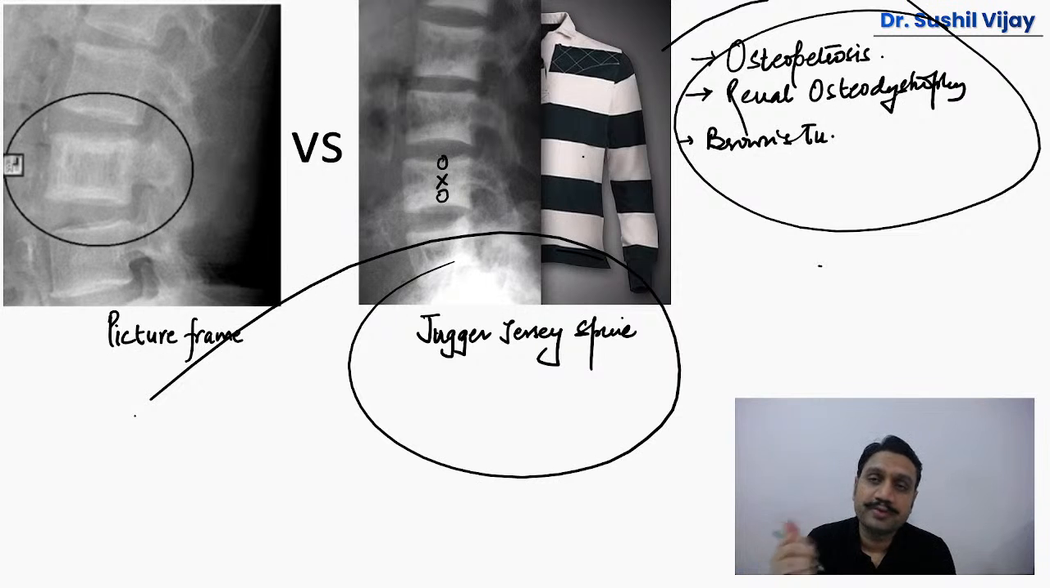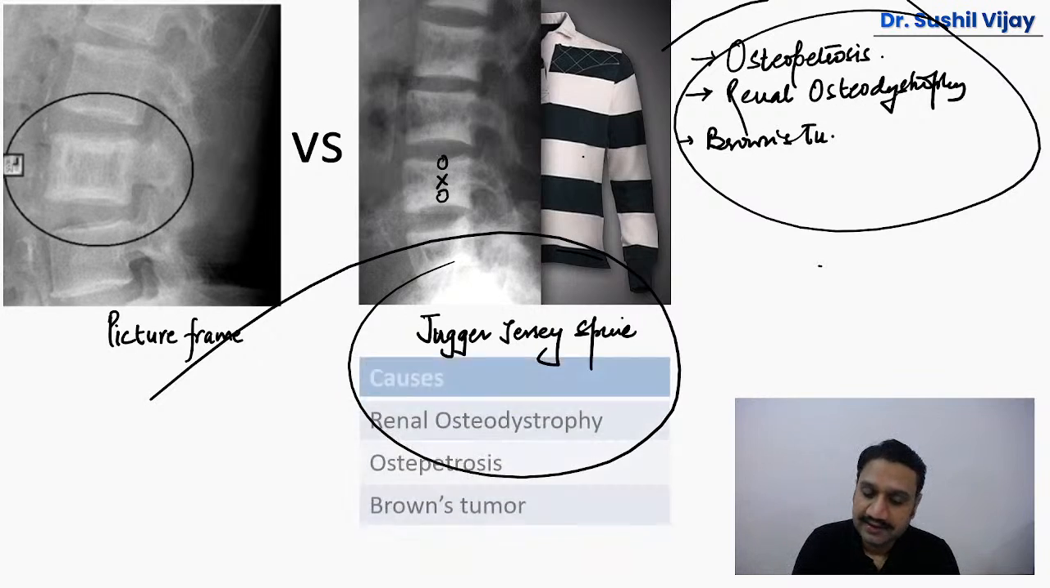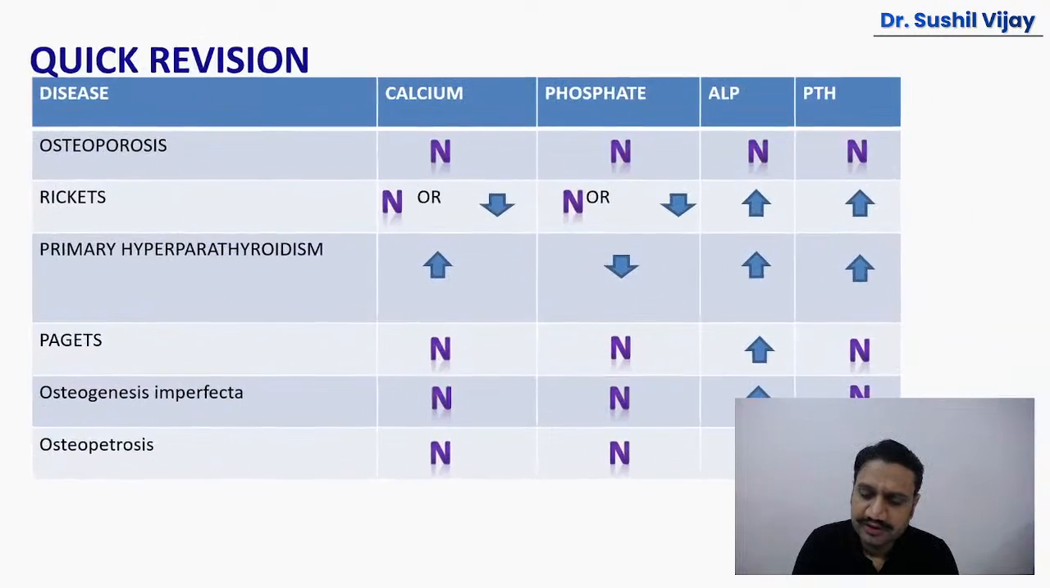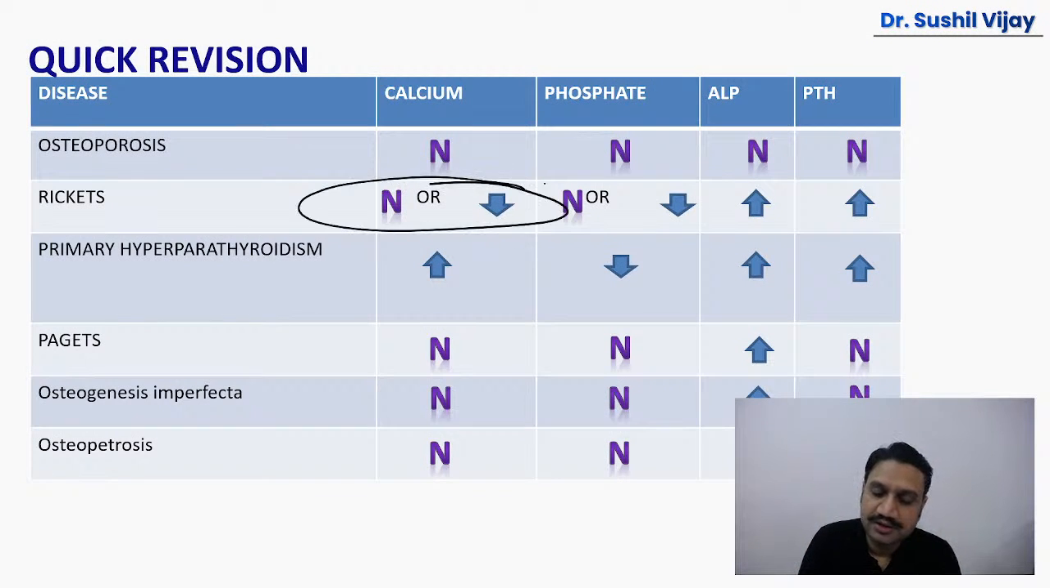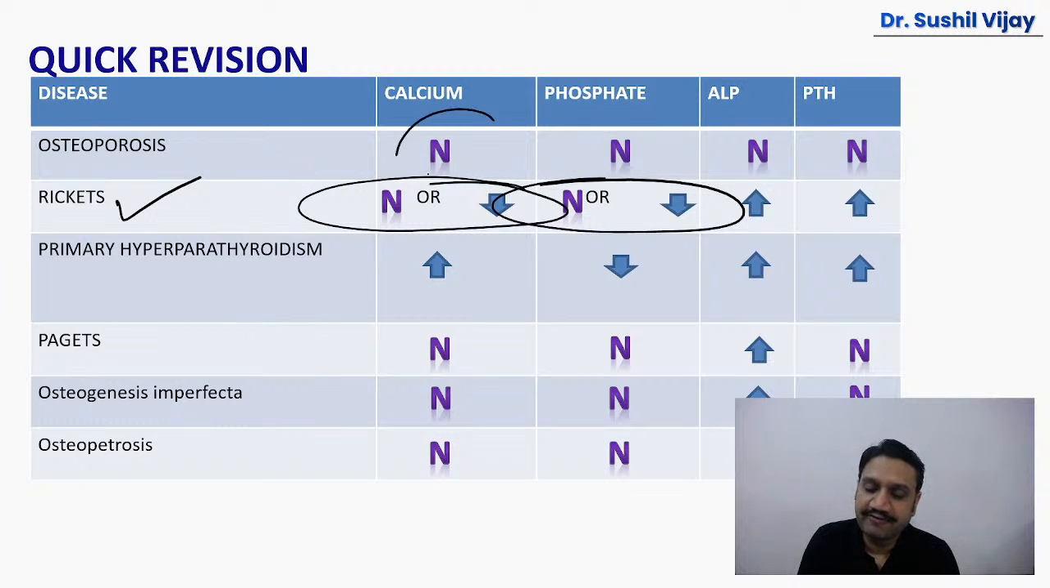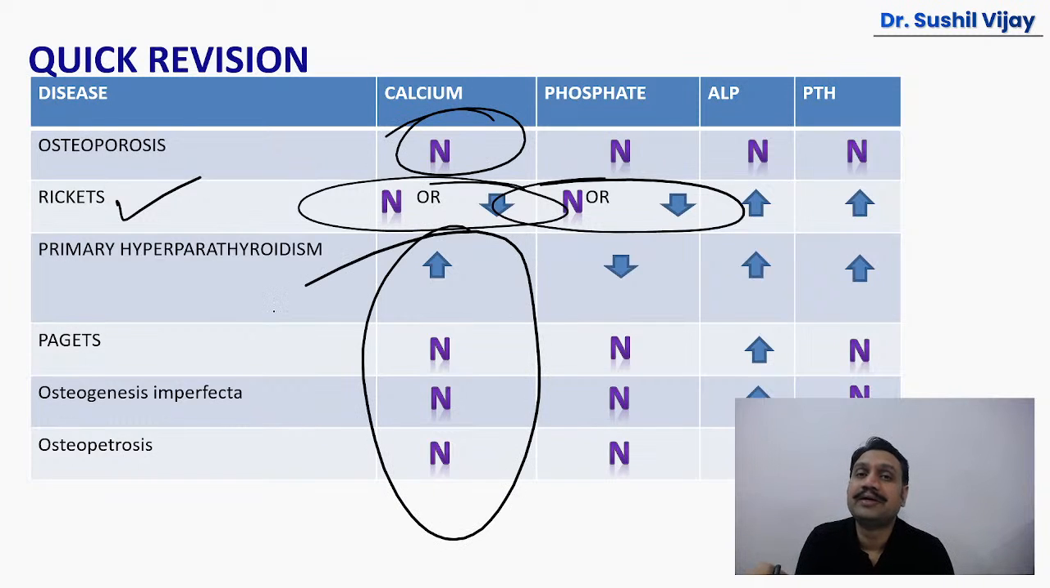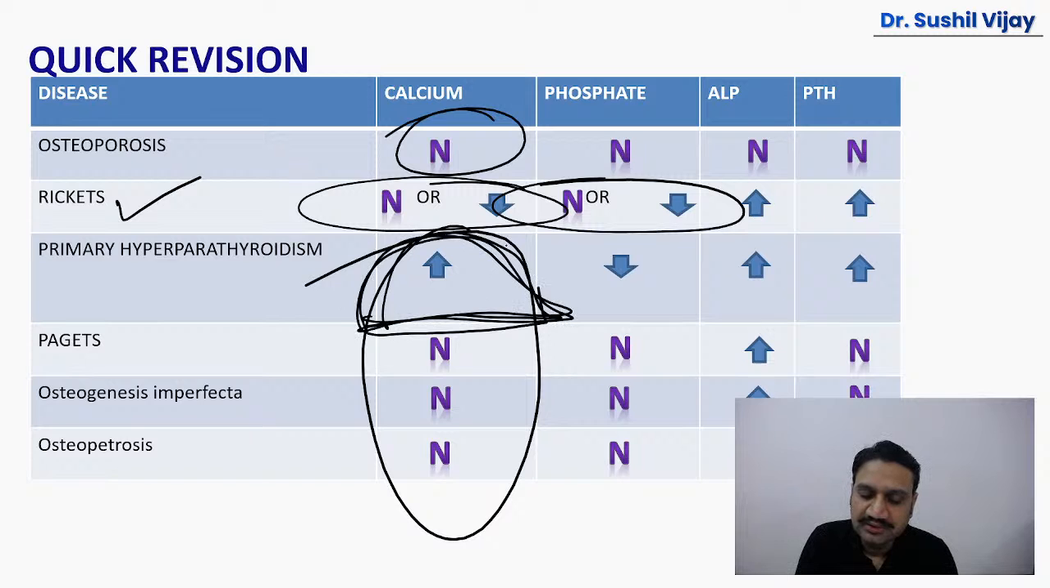How to differentiate it from picture frame? Picture frame is wide from all four margins. Rugger jersey is only wide from the top and the lower end. That is the difference between these two. I told you that all the time, guys, if they ask you when does the serum mineralization go low, it is only in one condition, that is rickets. Every other condition will have normal parameters, increased in only one, and that is your Brown's tumor or hyperparathyroidism. So that is your first part.